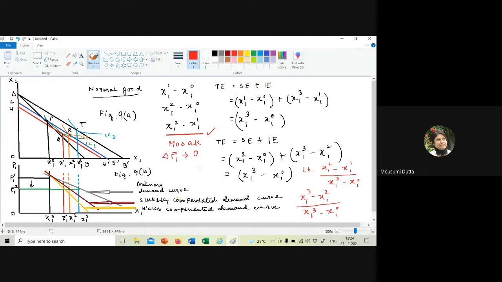So this is all for today. Now all three cases we have done, the difference of Hicks and Slutsky for normal, standard inferior, Giffen goods. These things you have to do using increase in relative price of X1. So please add a homework.